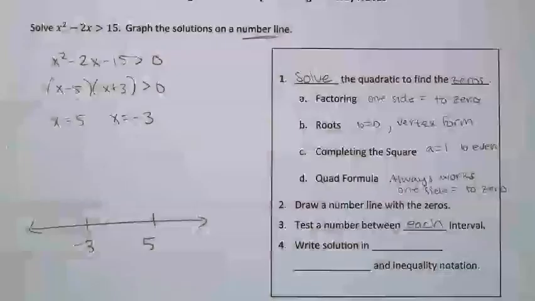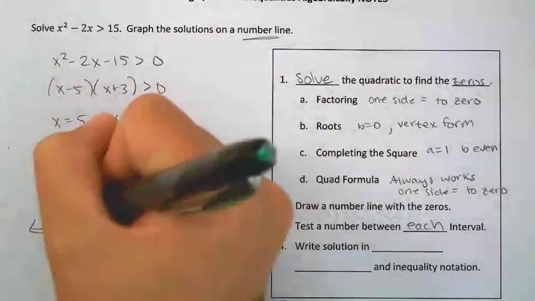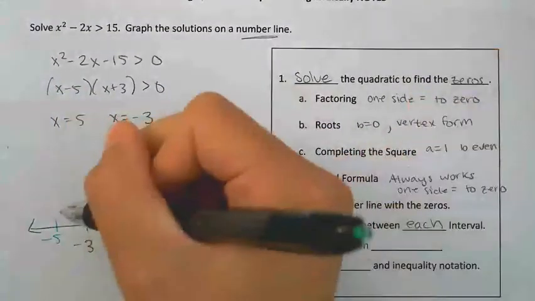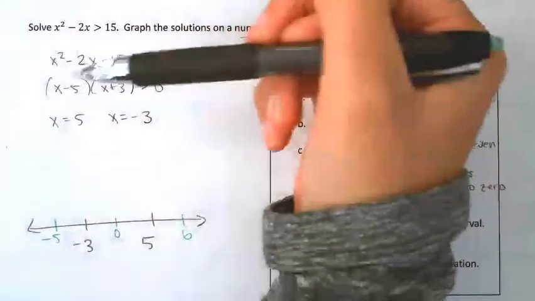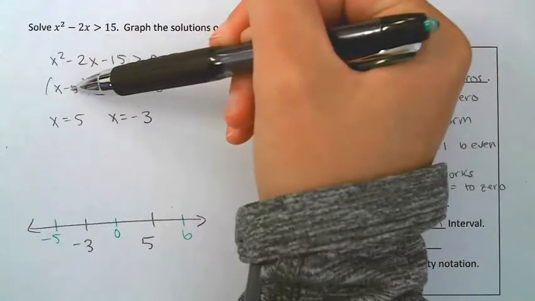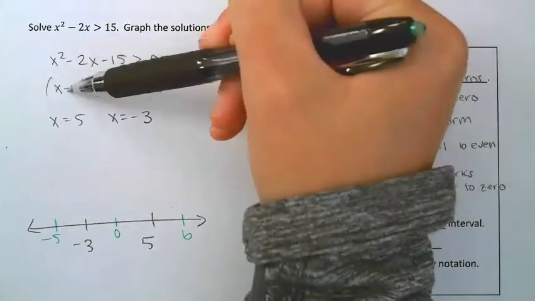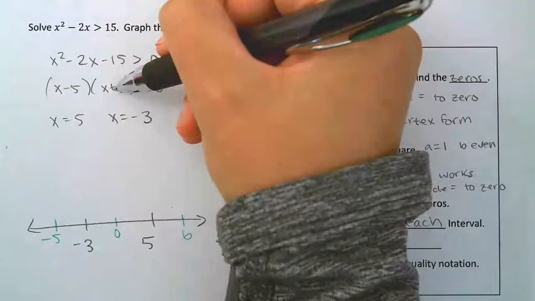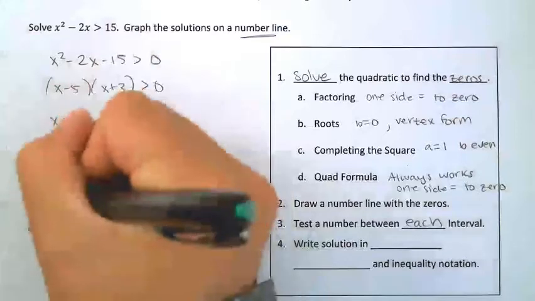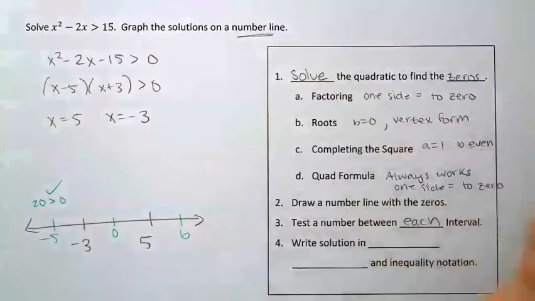So 0 is between these numbers, so I'll test 0, I'll test 6, and I'll test negative 5. It doesn't matter; you have to pick one that's not a zero. If I test negative 5 in here, I get negative 5 minus 5, which is negative 10, times negative 5 plus 3, which is negative 2. So negative 10 times negative 2 is a positive 20, and 20 is greater than 0. That is true, so that would mean that's something I'm shading.